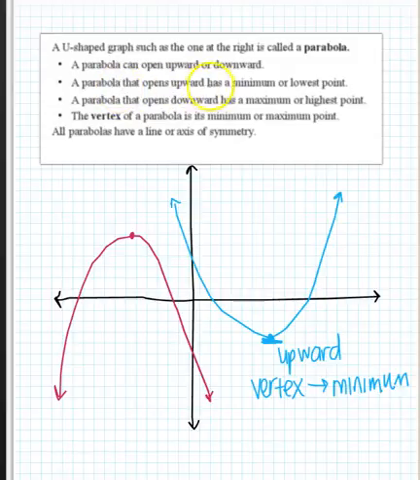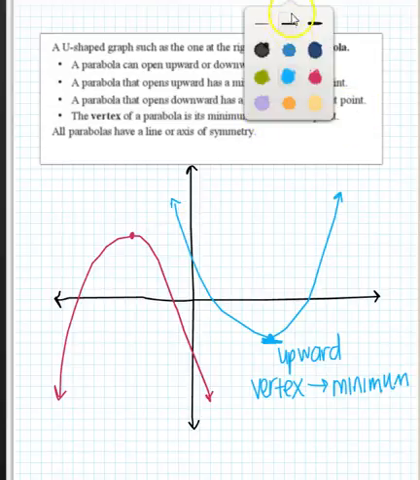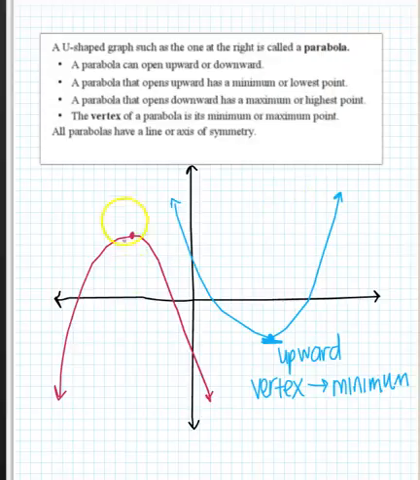So a parabola that opens upward has a minimum or lowest point. So this blue parabola is facing upward, and it's going to have a minimum point. The parabola that opens downward has a maximum or highest point. So we go over to the pink graph and see how this one looks like an umbrella, right? That all the rain is going to be reflected downward, right?